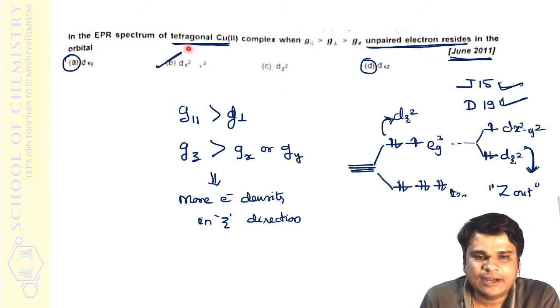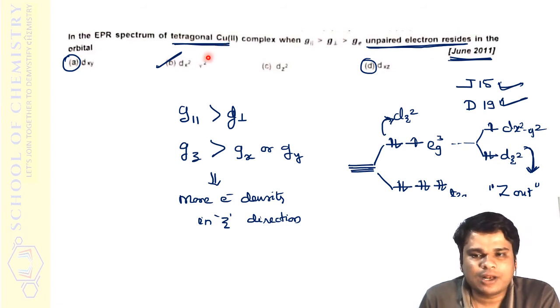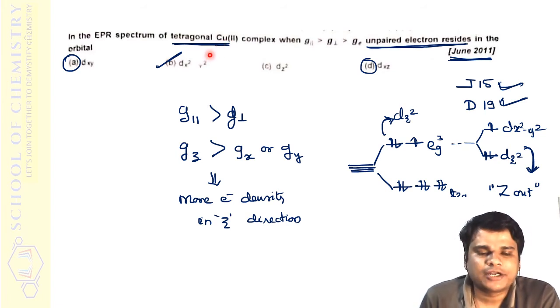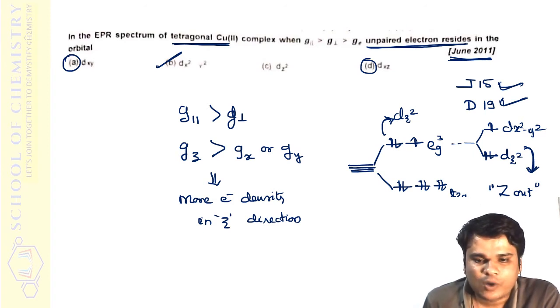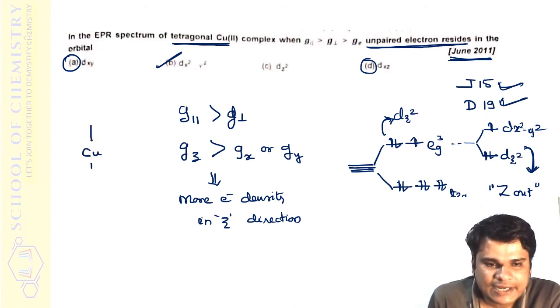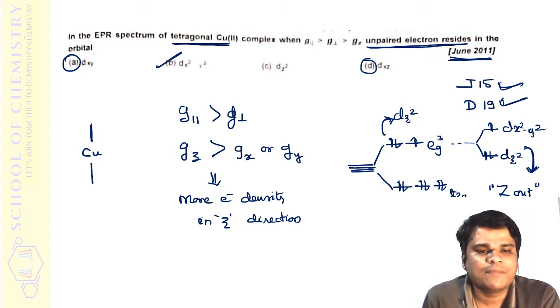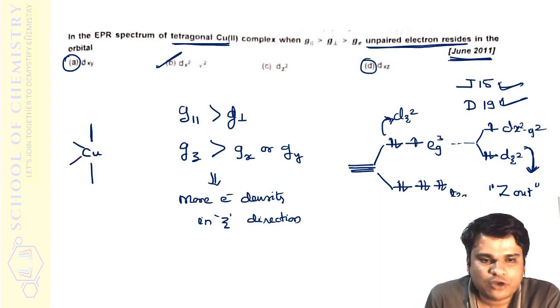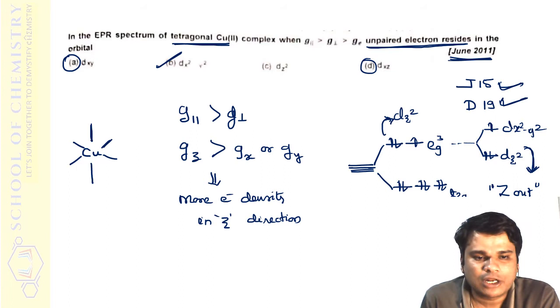So what they say is that the complex is a tetragonal copper 2 complex. Tetragonal means like Jahn-Teller distortion. If you have studied, you will know what this tetragonal distortion or tetragonal copper complexes are. One typical case in copper complexes is that two ligands in opposite directions approach the complex from a little more distance compared to the other four ligands. This can be the most general case of a tetragonal copper complex.